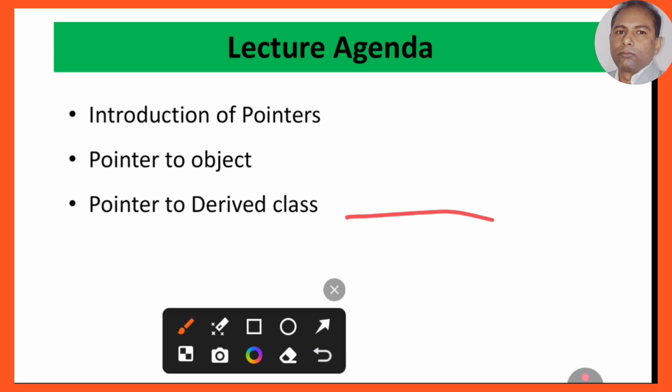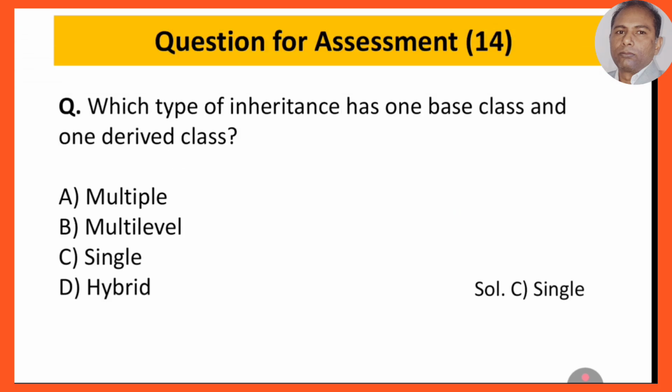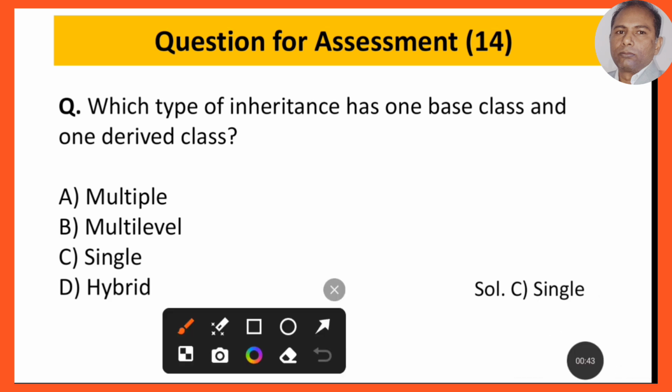Now, if we talk about the previous lecture question, during the previous lecture we gave you the question: which type of inheritance has one base class and one derived class? The options were multiple, multi-level, single, hybrid. If we talk about one base class and one derived class, it is known as single inheritance. So option C should be the correct answer for this question.